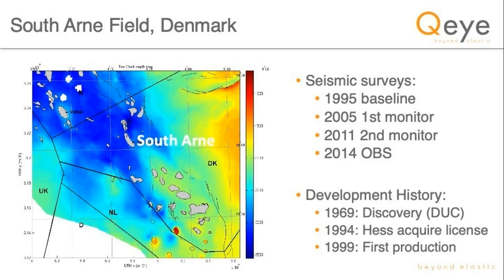The development history of the field: discovered in 69 by DUC. Probably most people better know the main partner in that, and that was Maersk Oil and Gas. First production in 94, and then acquired by Hess, and first production in 99. So we have 3 monitor surveys after the production.